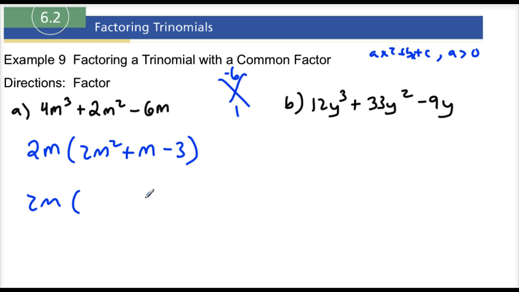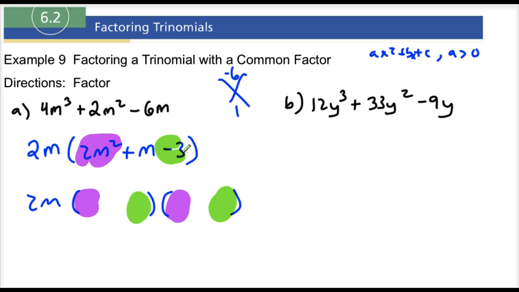So I know that my answer is going to have 2 binomials, and I know that my first term has to give me 2m squared, and when I multiply these two guys, that has to give me negative 3. So let's just go ahead and put in some guesses right there. The only way to get 2m squared is 2m and m, and the only way to get 3 is 1 and 3, or 3 and 1. And so I'm going to put 3 and 1.